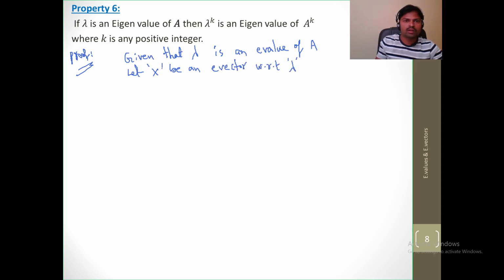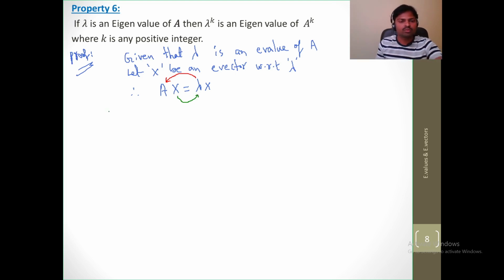So therefore I can say that Ax is equal to lambda x. It will satisfy this equation. Lambda is an eigenvalue of matrix A and x is an eigenvector of the corresponding eigenvalue lambda, like this. This equation says that.